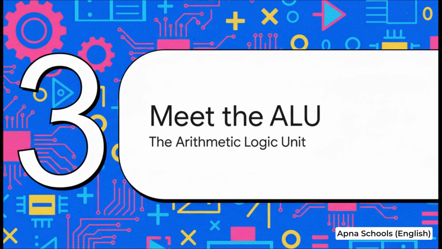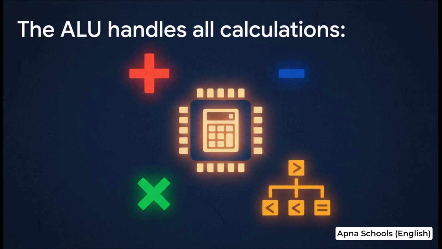Let's meet the ALU. And that stands for the Arithmetic Logic Unit. The ALU's power really comes from doing two main things. First, you've got the arithmetic part. It handles all the math you'd expect, addition, subtraction, multiplication, you get the idea. But the second part, the logic part, is where the real magic happens. This is the part that makes decisions.